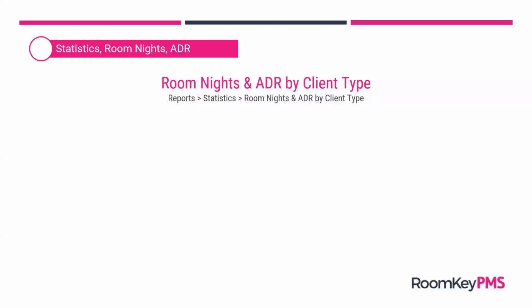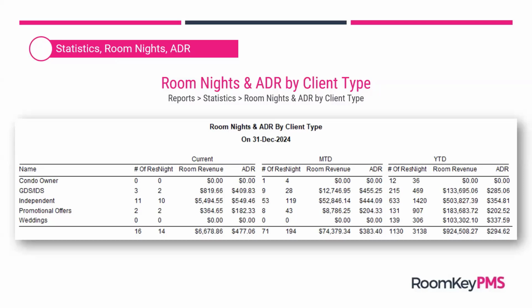The next report that we do get a request for quite frequently is our room nights and ADR. Now, we've got a couple of variations of this type of reporting. So the first one I'm going to look at is room nights and ADR by client type. When you generate this report from the statistics section of the reporting menu, you will select a specific date and you are going to make sure you select December 31st, 2024. And that ensures that this far right-hand column, year to date, will include end of year information for 2024 in this example.